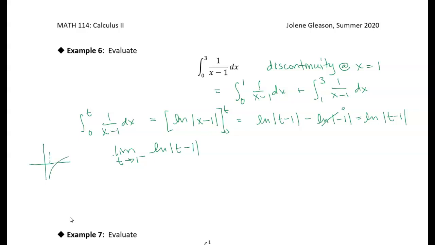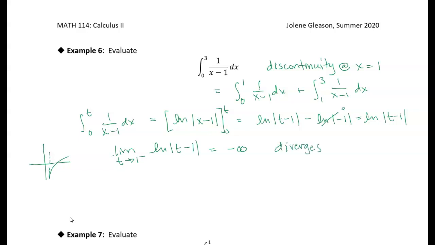Well, and in this case, I have an asymptote. So it's essentially the natural log moved over to the right by 1. So I have an asymptote at 1, and it's going to be minus infinity. Okay? Now, either way, the limit does not exist. It diverges.